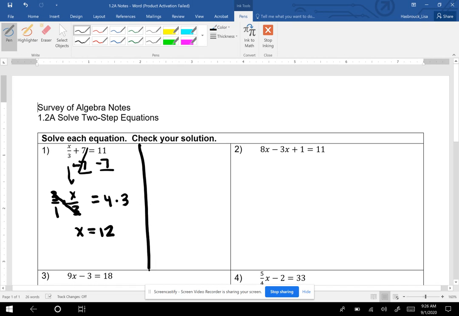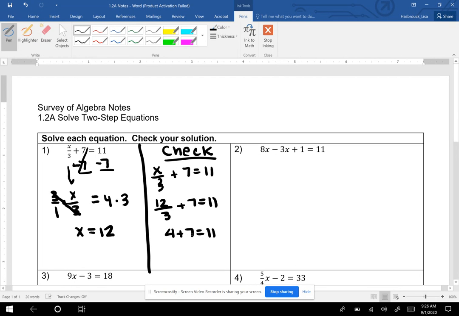Now, to check your answer, we're going to use the original problem, x over 3 plus 7 equals 11, and I will replace x with what we got. So we got 12 for x. I get 12 over 3 plus 7 equals 11, and now I'm going to simplify. 12 divided by 3 is 4, plus 7 equals 11. Well, 4 plus 7 is in fact 11. Since both sides end up being the same number, we are correct.